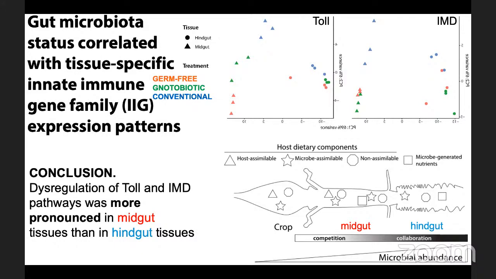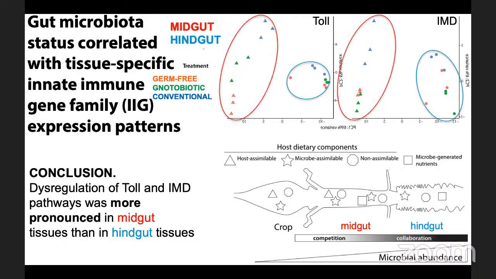So we focused primarily on Toll and IMD. These are two major parts of the innate immune system involved in sensing microbes that are present and then responding by either damping down the immune response or by producing various antimicrobial peptides and such that could kill off parts of the microbiome. And so what we did is look at midguts and hindguts for an expression of all the genes comprising the Toll pathway and the IMD pathway.